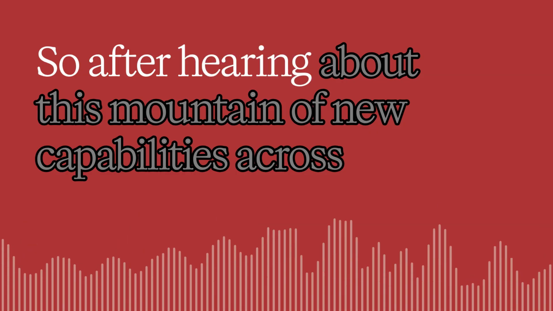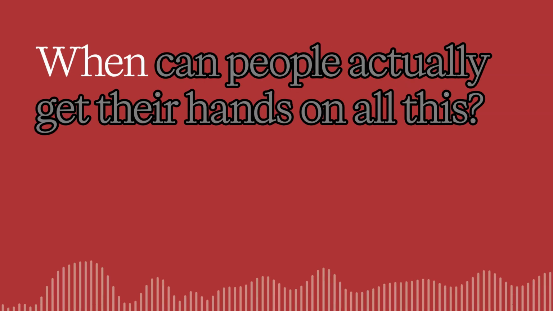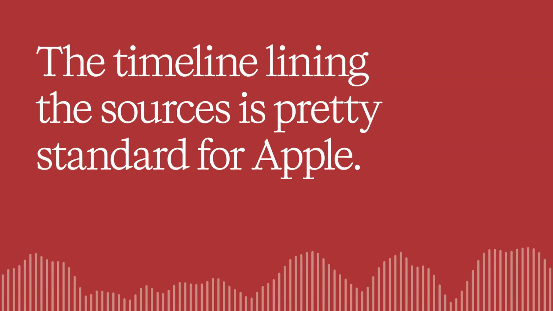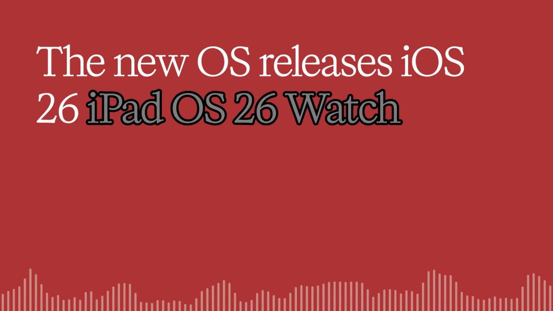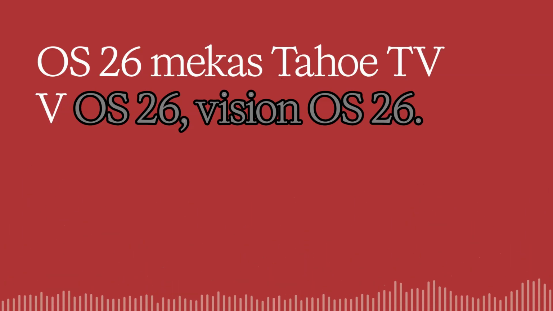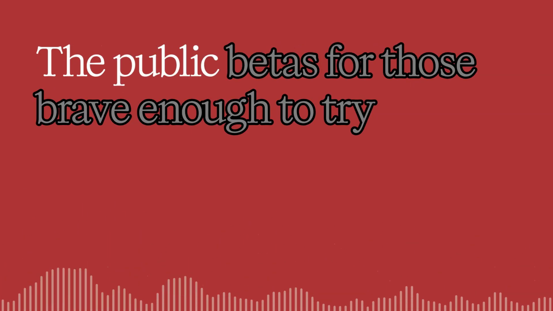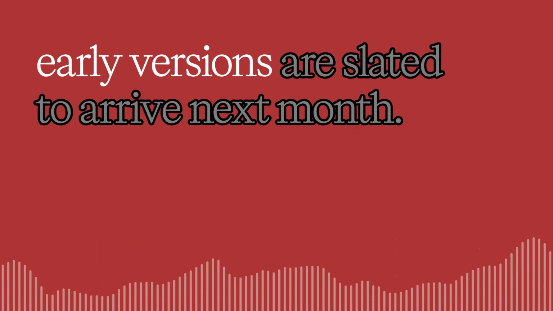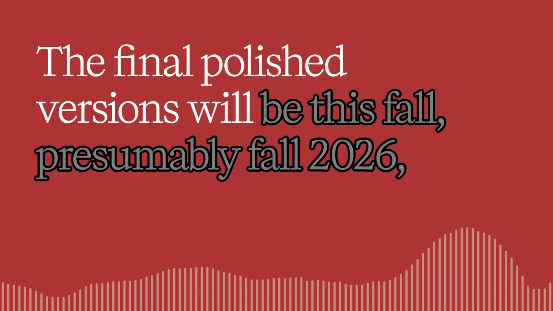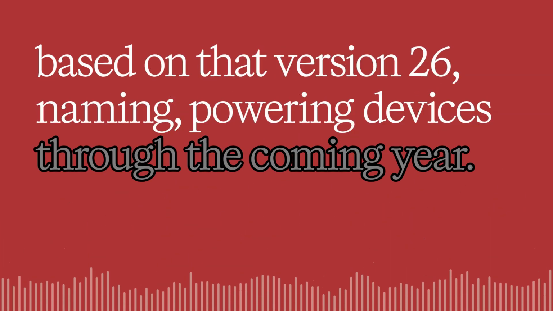Got it. So after hearing about this mountain of new capabilities across every single platform, the big question is, when can people actually get their hands on all this? What's the timeline? Yeah, the timeline outlined in the sources is pretty standard for Apple. The new OS releases iOS 26, iPadOS 26, watchOS 26, macOS Tahoe, tvOS 26, visionOS 26 were all available as developer betas immediately following the announcement. The public betas, for those brave enough to try early versions, are slated to arrive next month. Okay. And then the general availability for all users, the final polished versions, will be this fall, presumably fall 2026, based on that version 26 naming, powering devices through the coming year.